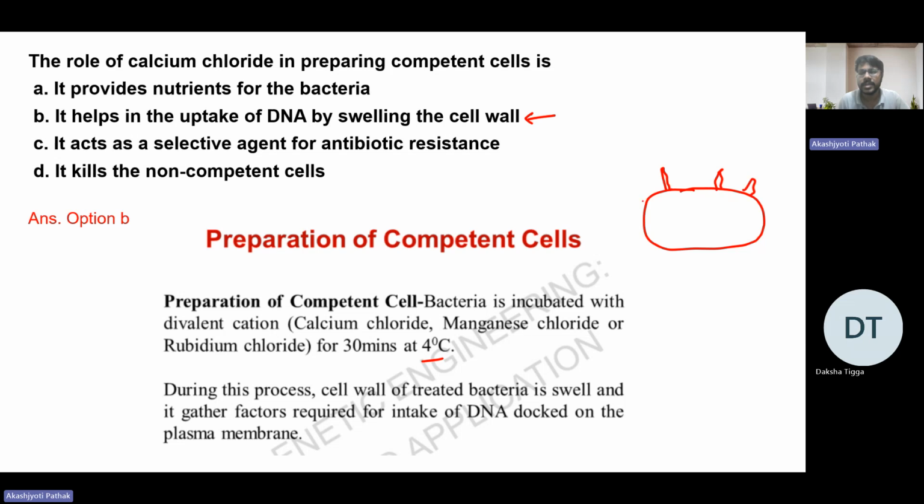The plasmid gets attached to the cell wall, but once you give the heat shock, you give it heat and then quickly you place it in ice. So that is the heat shock. And so what happens now? After this, the plasmid gets introduced or is uptaken by the cell. Okay.